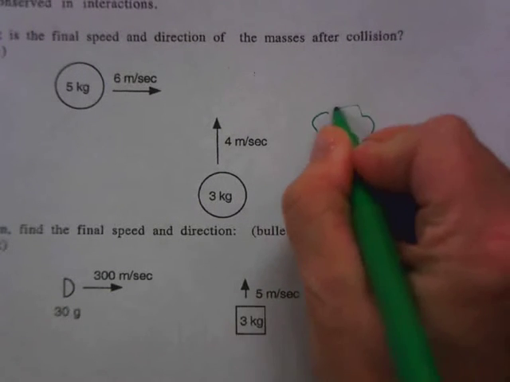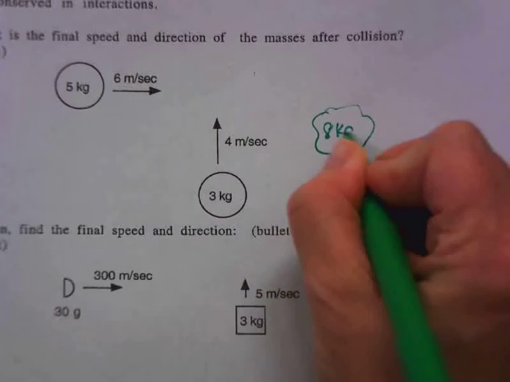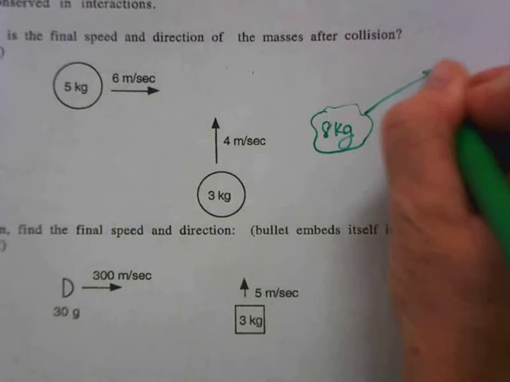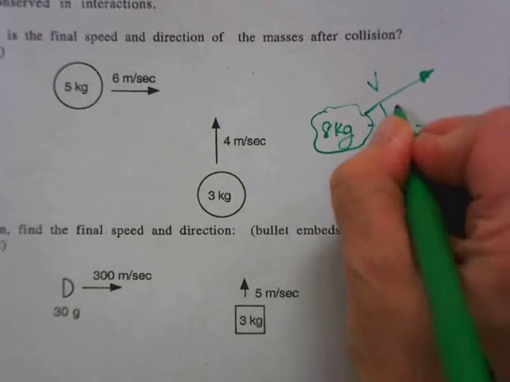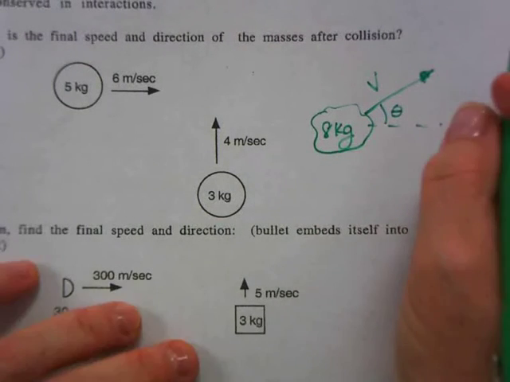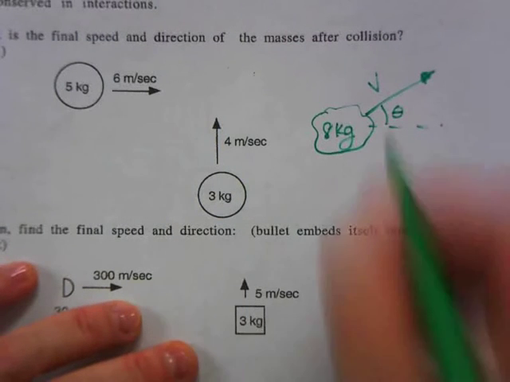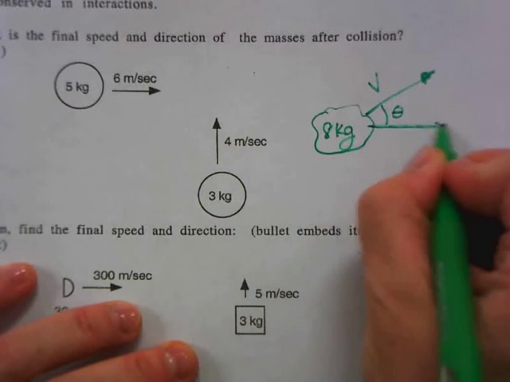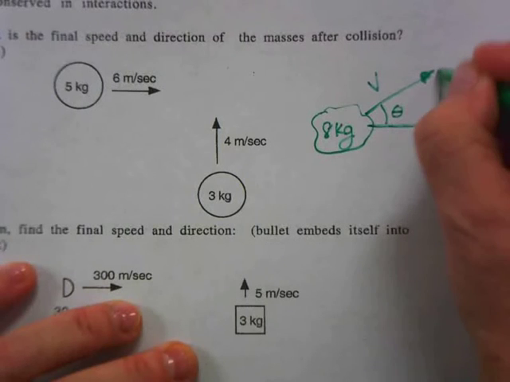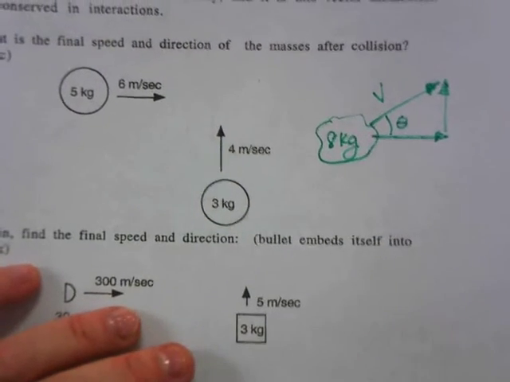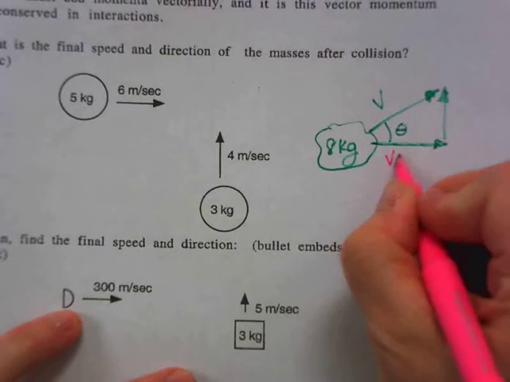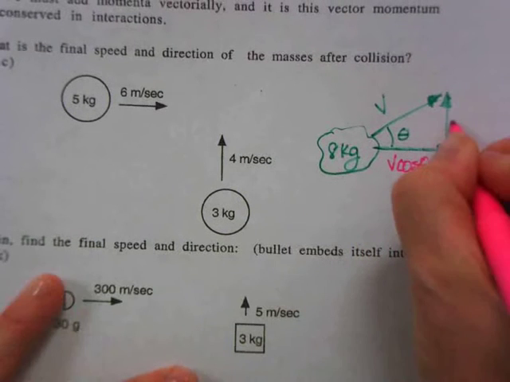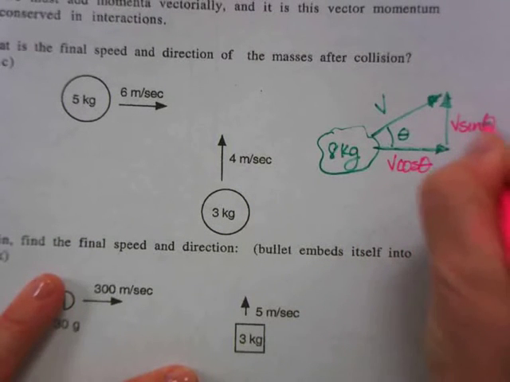So they become a big 8-kilogram blob moving upward and rightward at some velocity v, and the direction is the angle from the horizontal. That's where we almost always measure our angle, okay? The components, you can do this a couple different ways. The vertical and horizontal components for velocity are going to be v times the cosine of theta and v times the sine of theta.